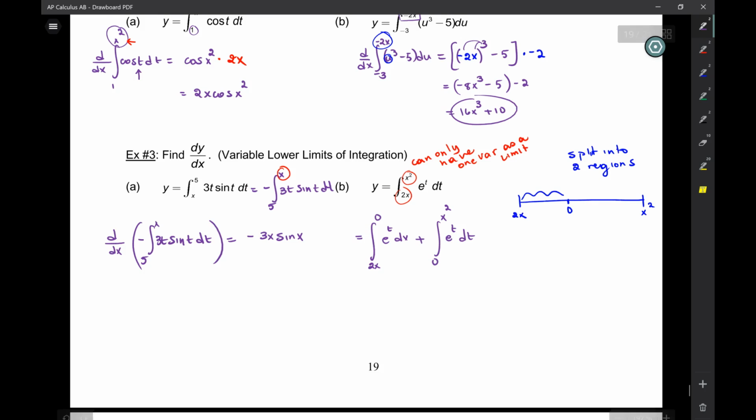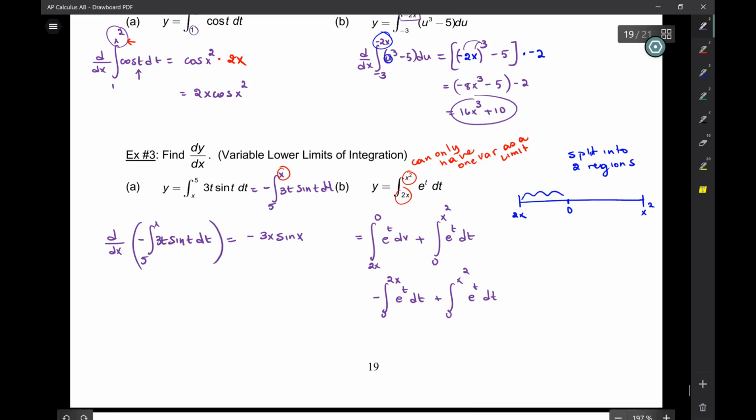Now is this okay? No. You have to flip the first one because the 0 has to be on the bottom. So this is now negative integral from 0 to 2x of e to the t dt plus the integral from 0 to x squared of e to the t dt. And you thought it was just a one-stepper all the time. I'm glad it isn't. I know, right?